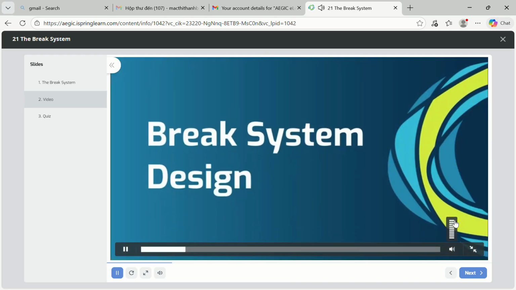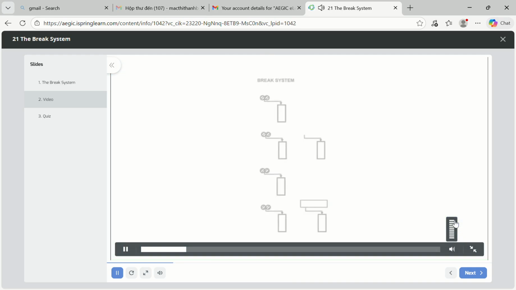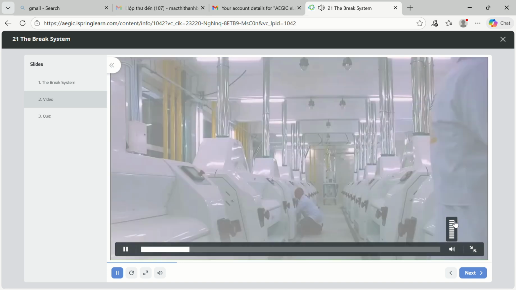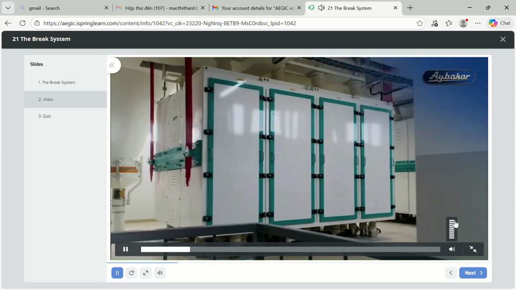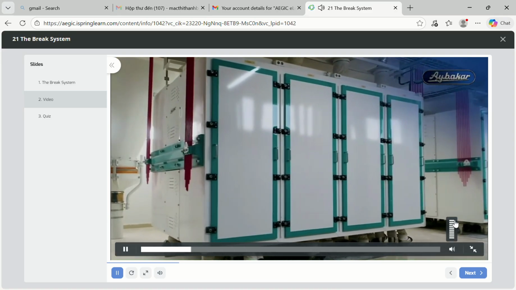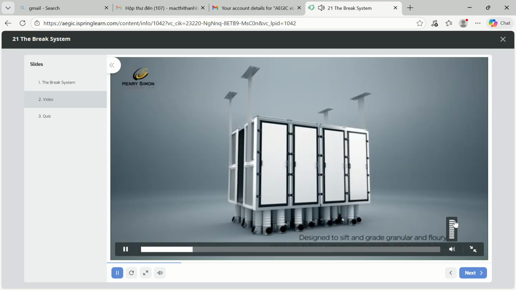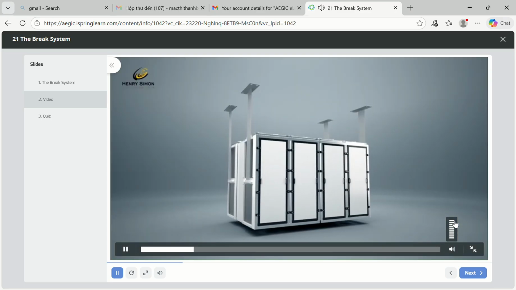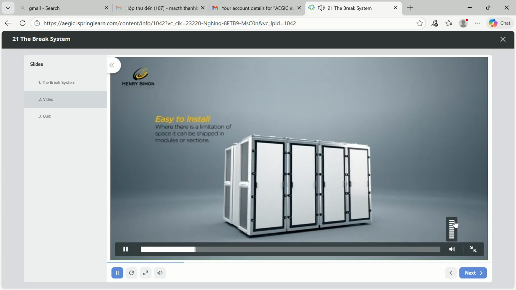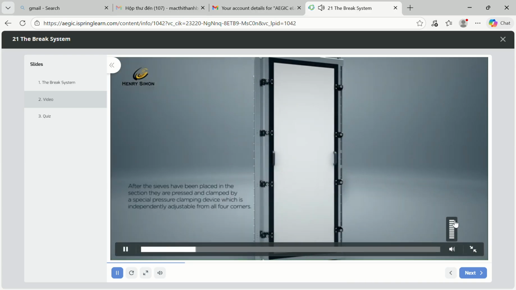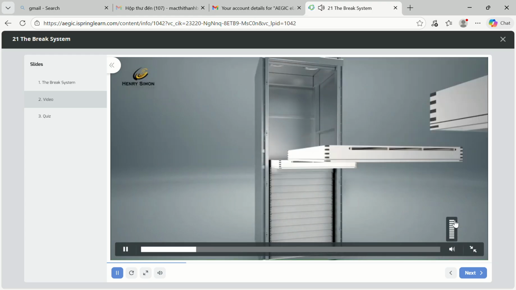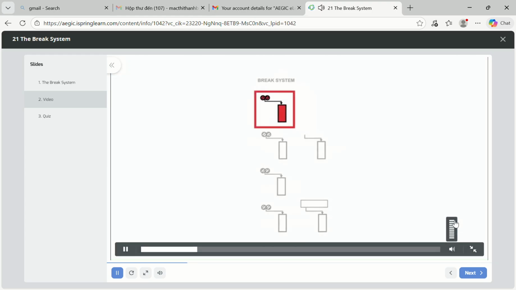Break system design. The break system is designed as a series of grinding and sieving passages. The grinding is done mostly by roller mills and the sieving is done mostly in the plant sifter sections. Each roller mill has an associated sifter section within a plant sifter to receive and grade its ground material. The path through the roll and sifter together is called a passage.